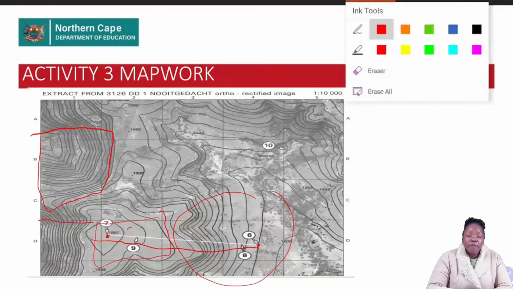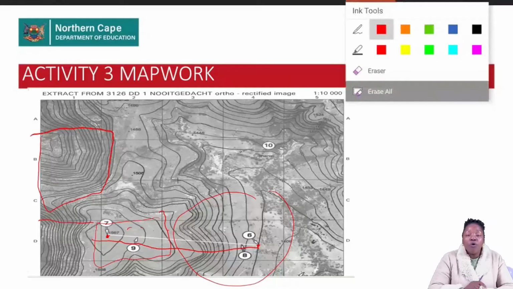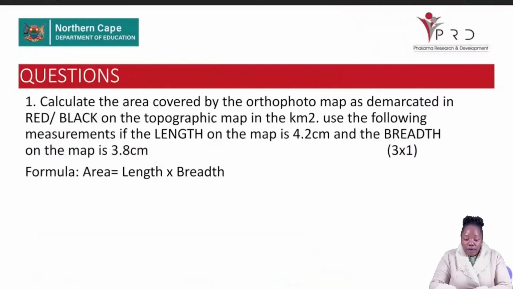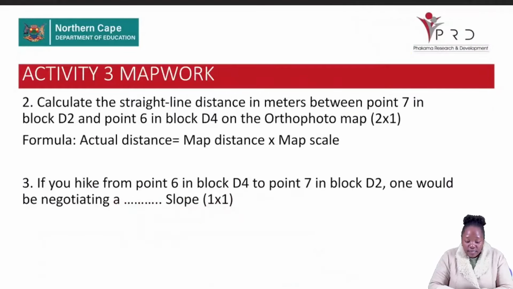Your concave, they start with the contour lines being closer, representing a steep slope, and then as they move, they are far apart. That's the concave. But if they're starting with the contour lines far apart and then after they become close, that's your convex. So hence our answer is convex.